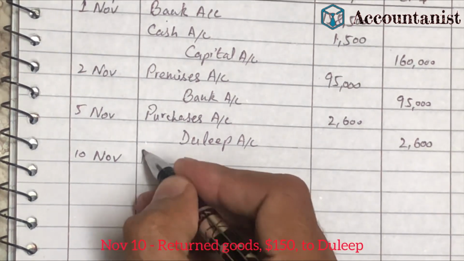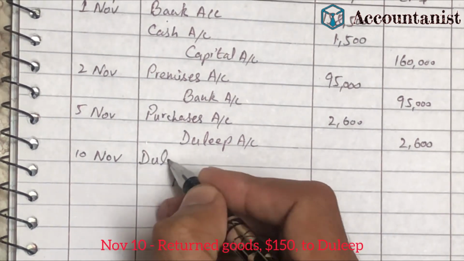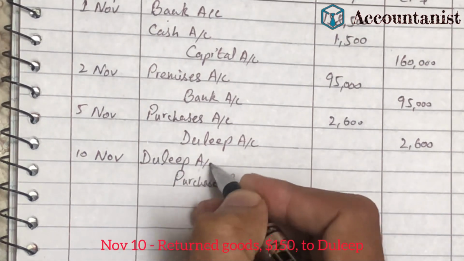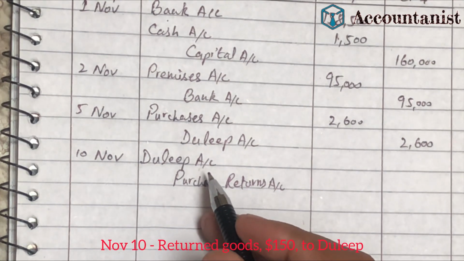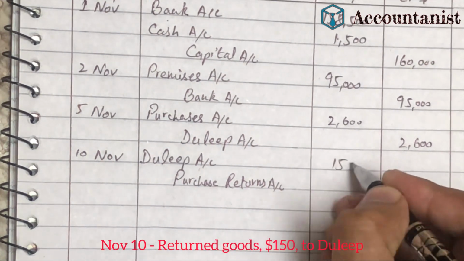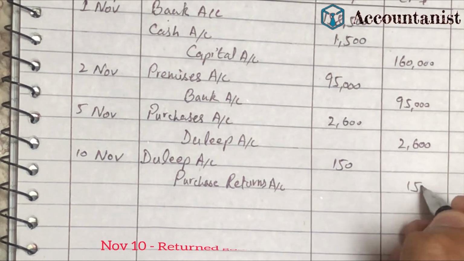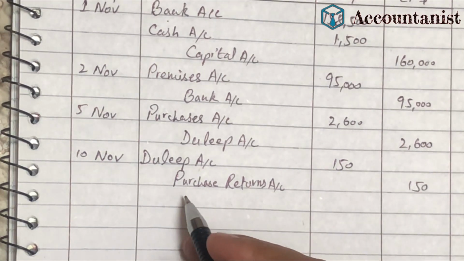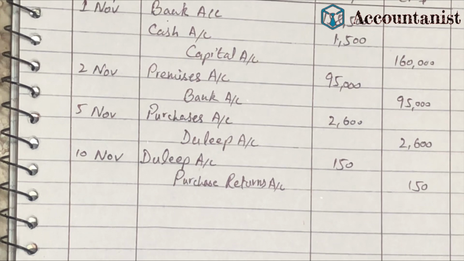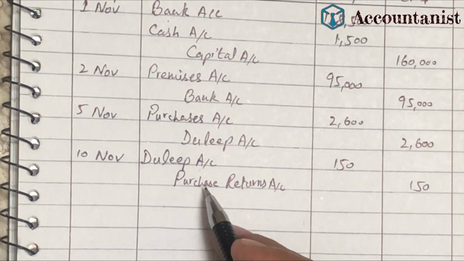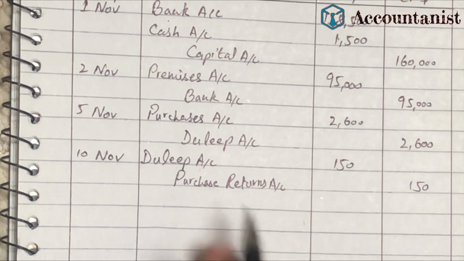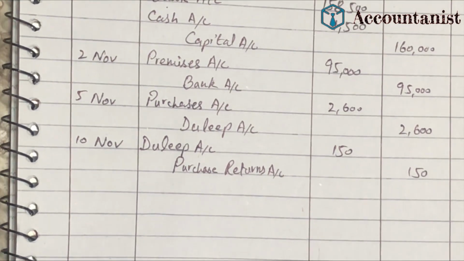And Tulip, now we are going to decrease the Tulip account because we are not going to pay for these goods that we return to Tulip. So $150 will come up on both sides. Some books do mention purchase returns as return outwards and sales returns as return inwards. So let's move on to the next transaction.